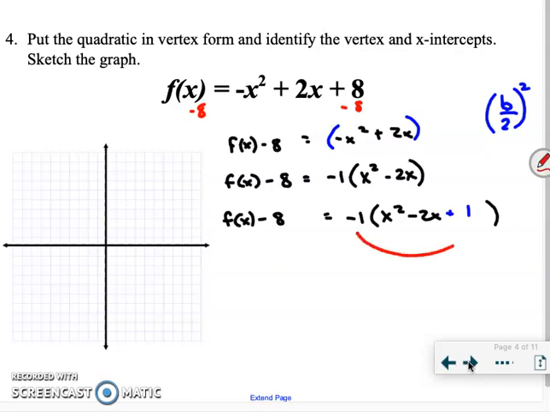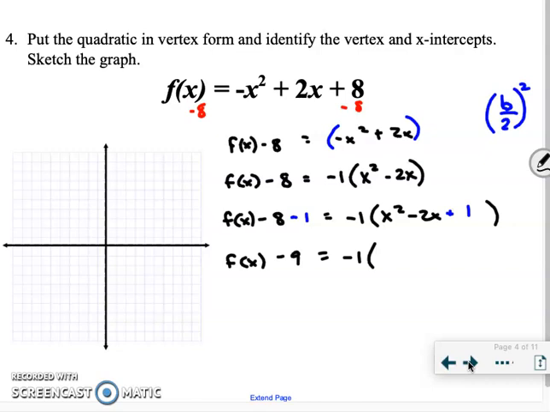We've got to remember that we have this scalar multiplied through. It doesn't quite look like it, but I'm actually adding negative 1 to the right side. So I have to add negative 1 to the left side. So cleaning up the left side, f of x minus 8 minus 1 is going to be negative 9, is equal to negative 1 times.